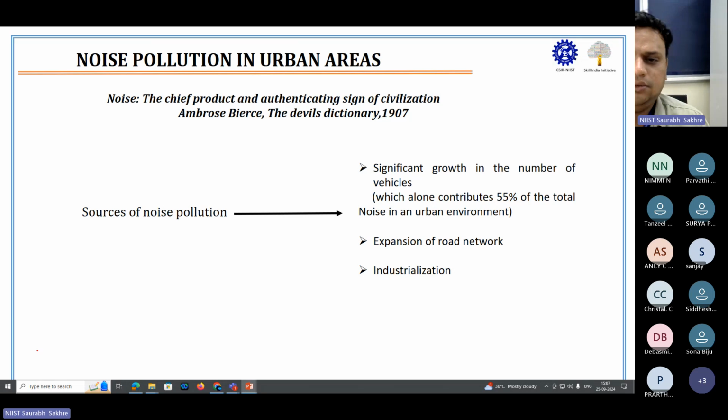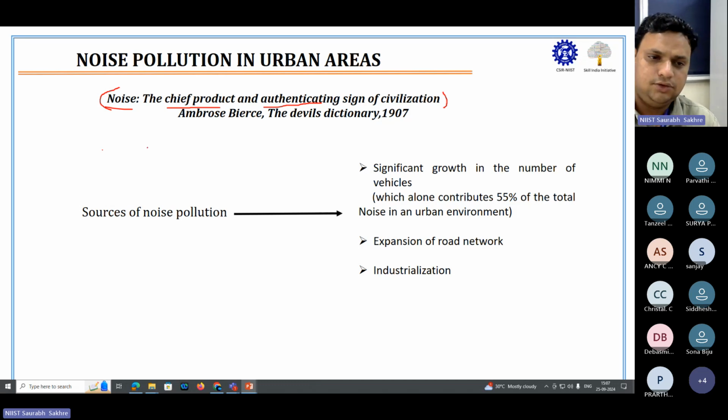Okay. Now, why does noise happen? From a philosophical point of view, we can categorize noise as the chief product and authenticating sign of civilization. That means, as civilization goes on, people are doing industrialization, people are constructing houses, people are running cars, people are running trains, there are metros. So all this creates noise, and it is an indicator that yes, civilization is growing.